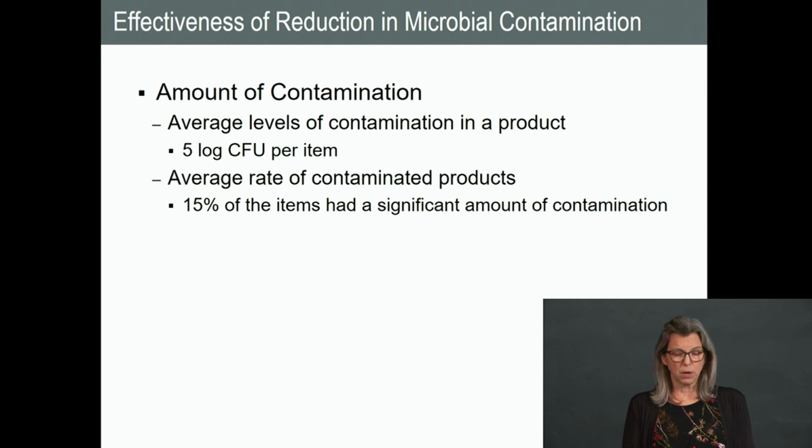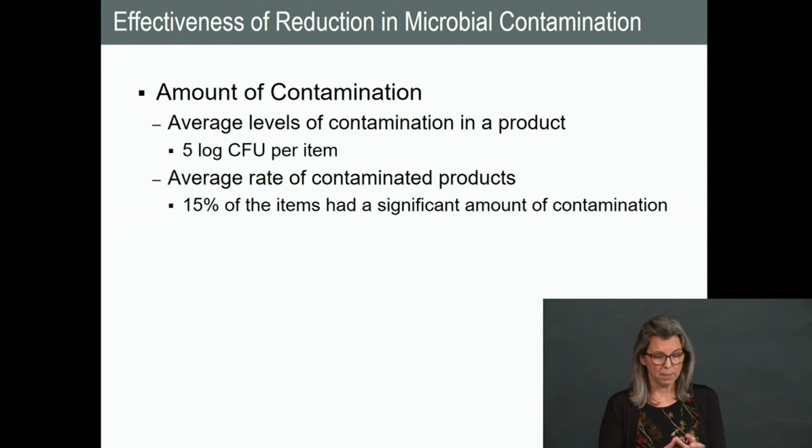Or you might say, well, I really want to reduce the average rate of contamination. So I might say, well, now we have 15% of the products that have a significant amount of contamination, but I want to get that number lower. I want it to be lower than 15% of the products. Depending on what your process is, what your food is, how things are measured, these might both be reasonable expectations. Now, if you go with the average rate of contaminated products, you're going to have to be aware that you have to define what a significant amount of contamination means, and depending on different pathogens, you might have different levels of what that means.